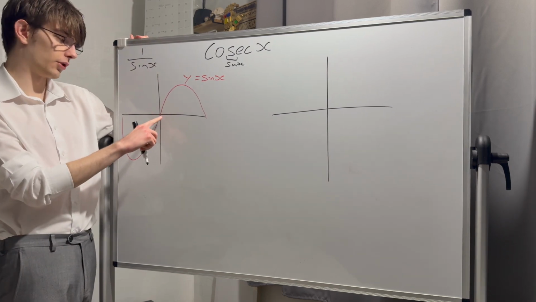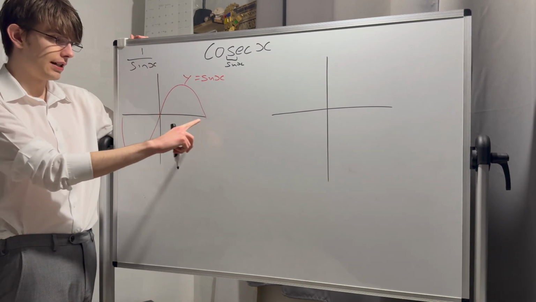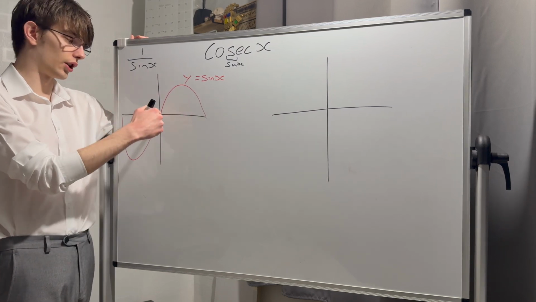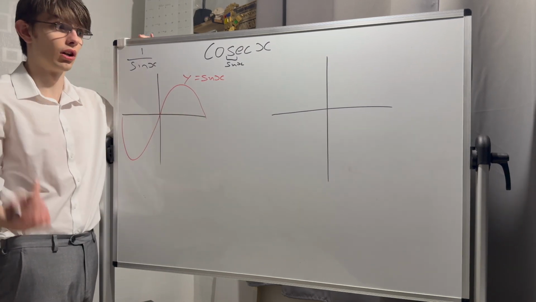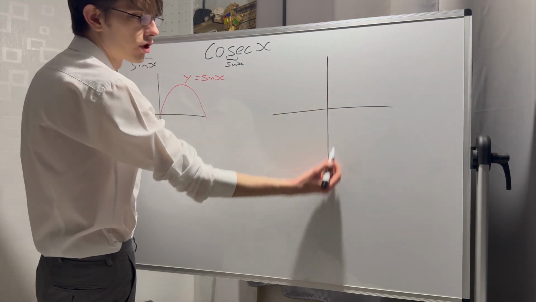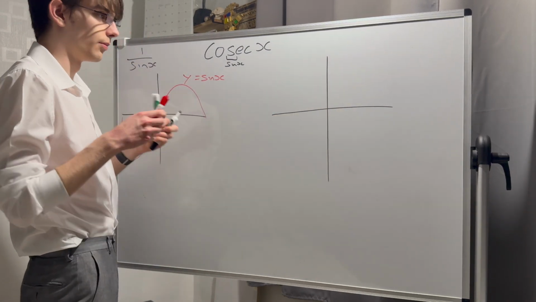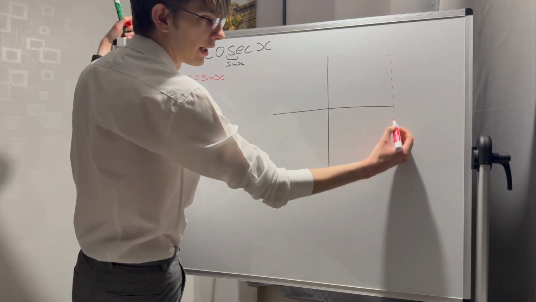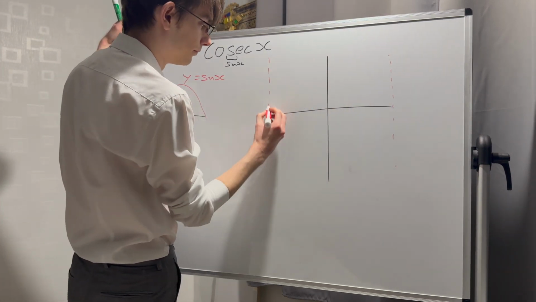So I know that I'm going to have asymptotes here and here at 0 and 180, because that's when my sine graph is 0. 1 over 0 we can't have. So I know there's going to be asymptotes, and I'll quickly draw them in. There's going to be one asymptote at 0 and one at 180.